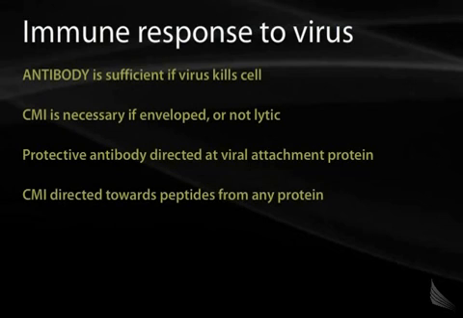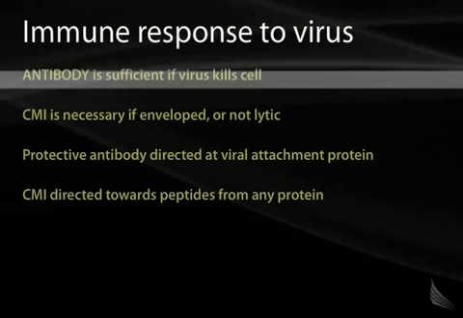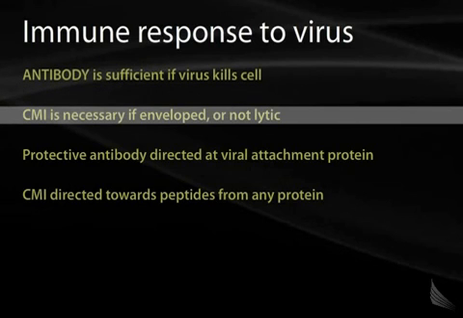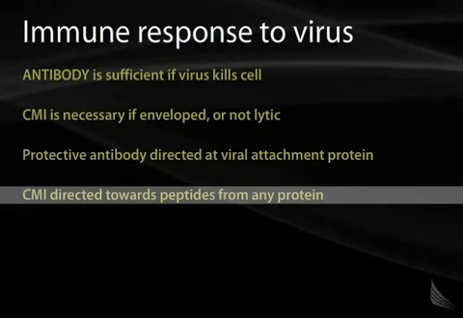Our bodies do have immune responses to viruses, and antibodies are important. They can kill the virus before it gets into the cell. Once it's in the cell, we have cell-mediated immunity, which is necessary for enveloped or non-lytic viruses. We have protective antibody directed at viral attachment proteins, and cell-mediated immunity directs towards peptides from any protein found in the virus.